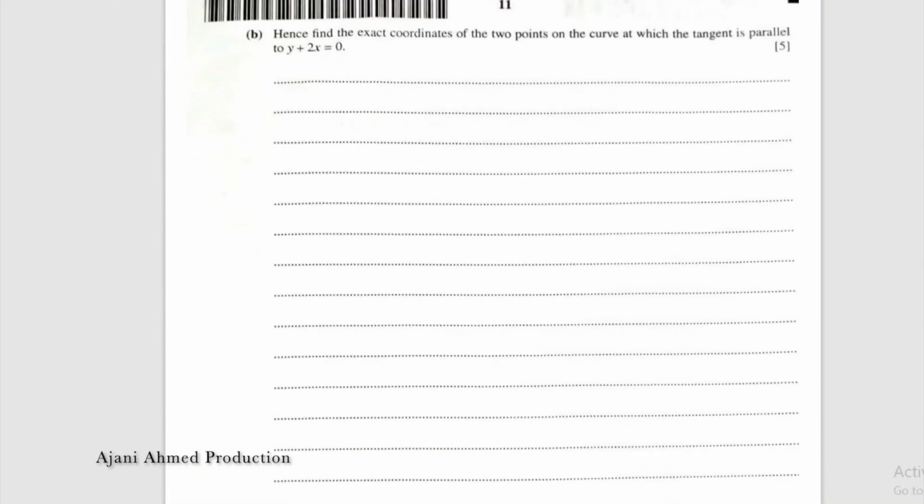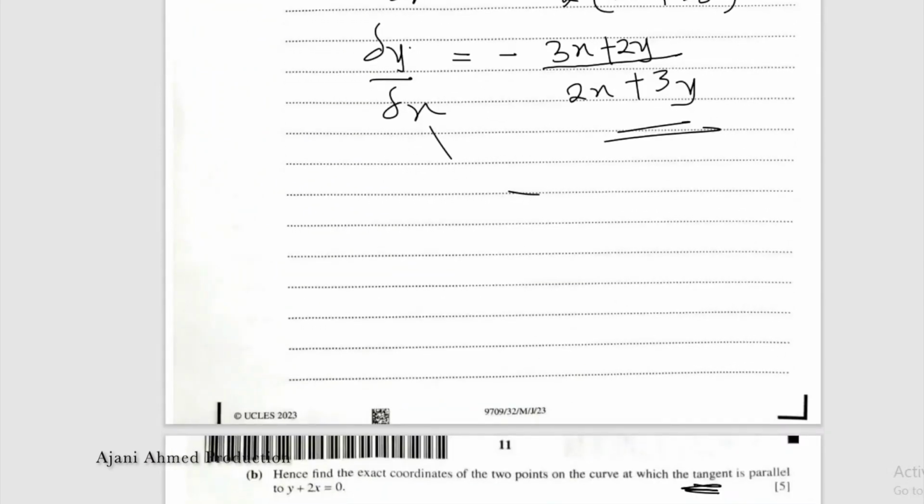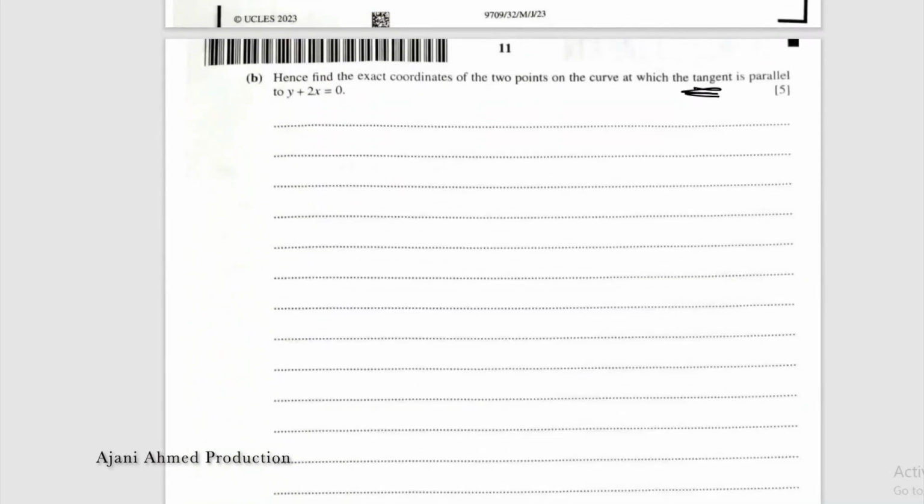Hence, find the exact coordinates of the 2 points on the curve at which the tangent is parallel to this. The tangent, what they mean by the tangent is the gradient, the dy/dx, which is this one. This gradient is parallel to this. You know, when gradients are parallel, it means they are the same.